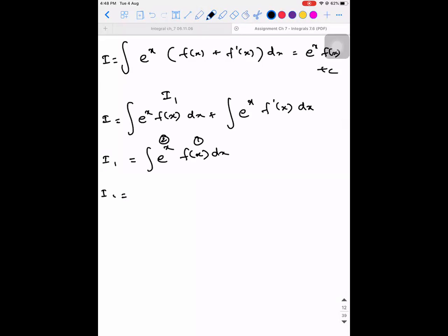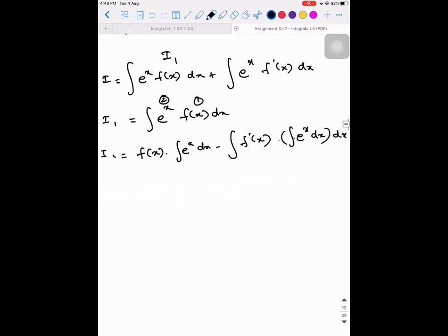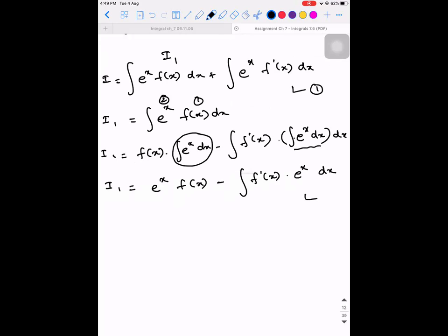So I1 will be equal to what? First function into integral of second function minus integral of derivative of first function into integral of second function. Right? So I1 will be equal to, what is the integral of e power x? It is obviously e power x. So e power x into f of x minus the integral of f dash of x into e power x dx. Let me say this is 1 and this is 2.